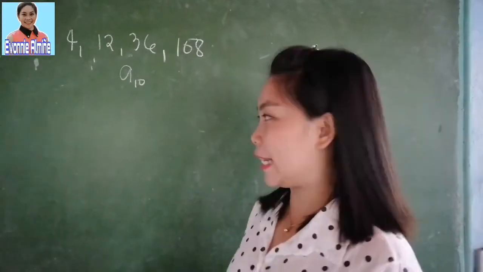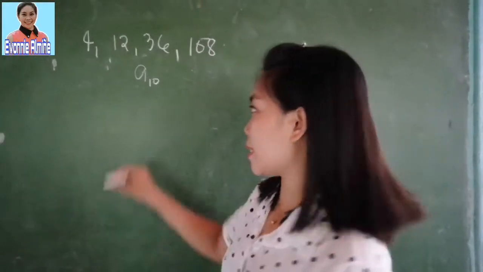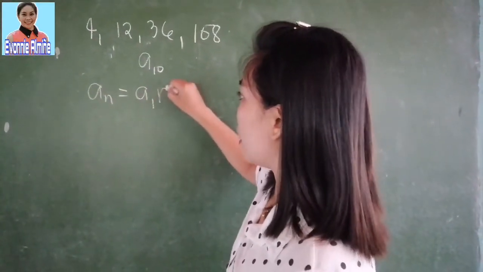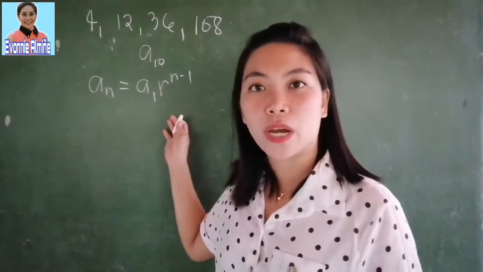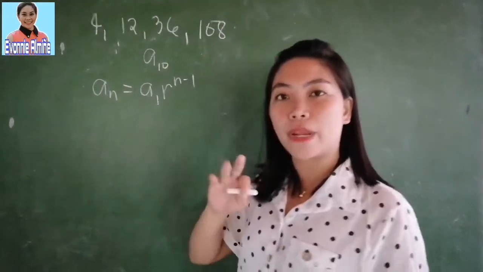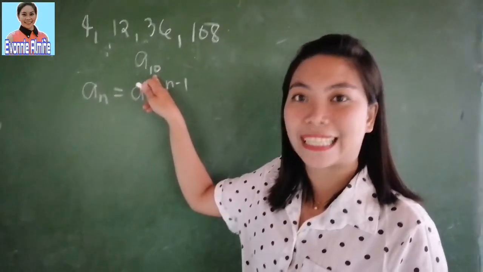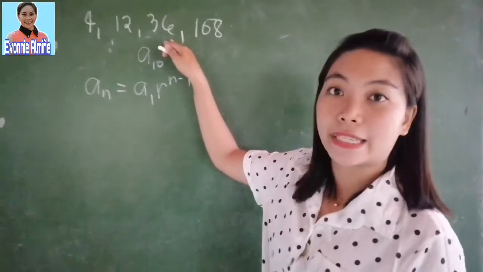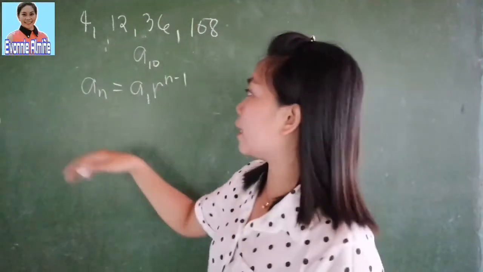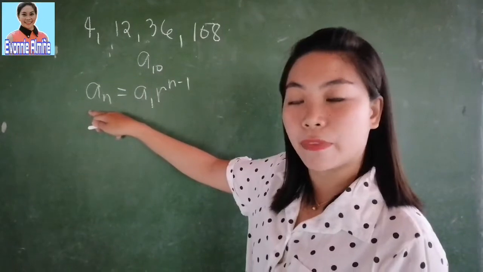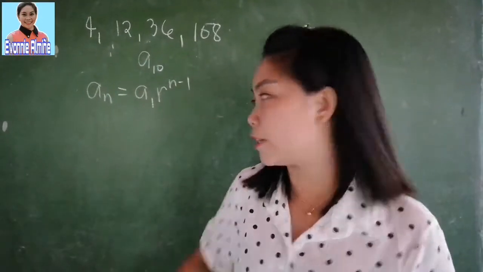The formula in finding the last term of a geometric sequence is a sub n is equal to a sub 1 r raised to n minus 1. So, ito po yung gagamitin nating formula in order for us to find out the value of the 10th term of this given sequence. So, let us substitute. Yung hinahanap po natin is a sub 10. Therefore, there are 10 terms.